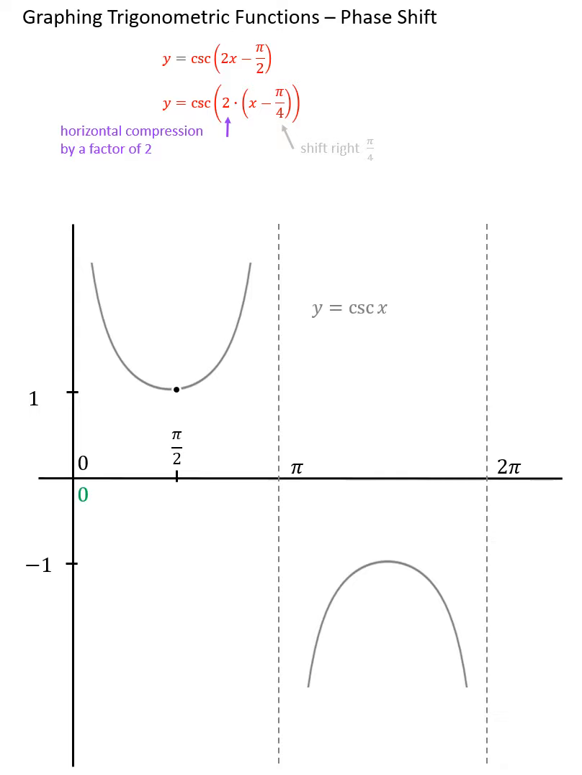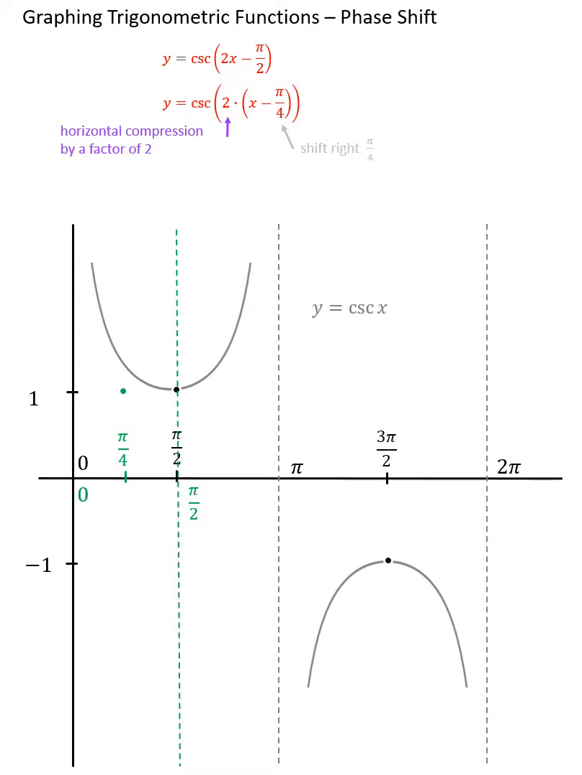So next I'm going to focus on this local minimum. This local minimum has an x value of pi over 2. In our new compressed function, it's going to be half the distance to the y-axis, which in this case is pi over 4. That's half of pi over 2. Let's continue to track our way across. The cosecant graph has an asymptote at pi. When compressed to half the distance to the y-axis, that's going to be at pi over 2.